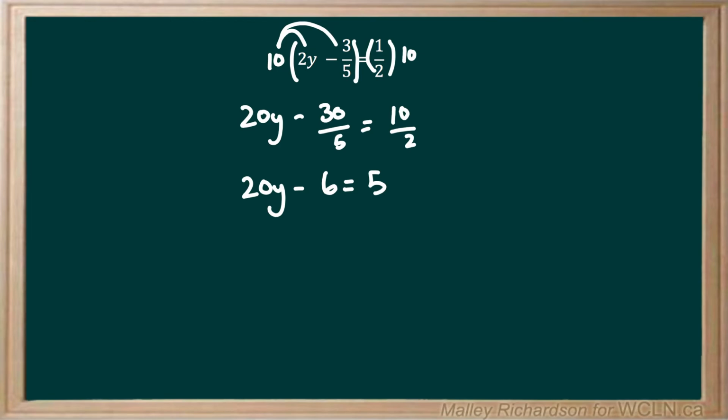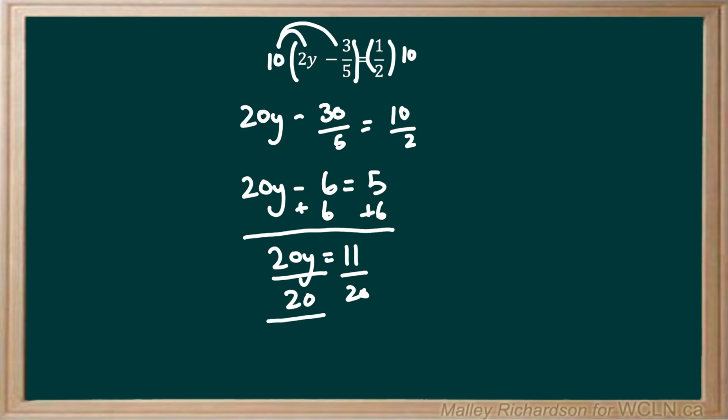So to do this, we want to isolate for y by adding 6 to both sides of our equation. Now we have 20y equals 5 plus 6, which is 11, and then to get y by itself, we want to divide by 20. And we're left with y equals 11 over 20. Again, you can see if your answer is correct by plugging in 11 over 20 into y in our original question.